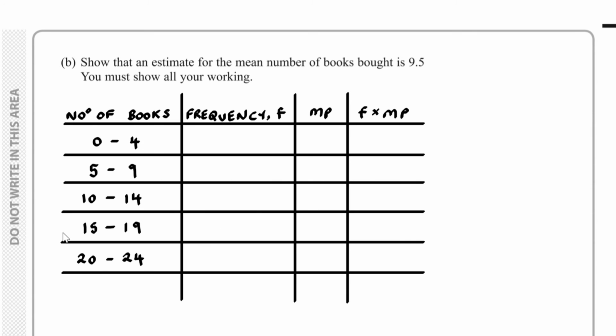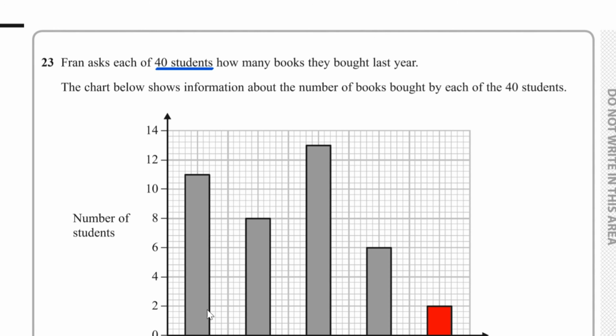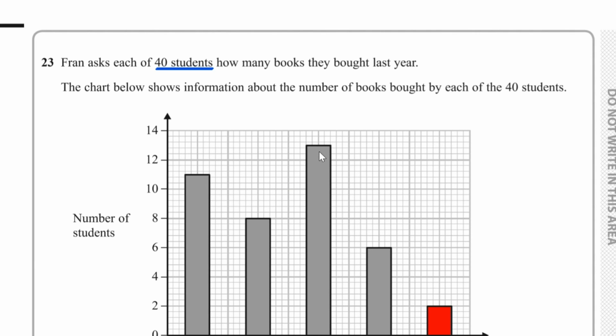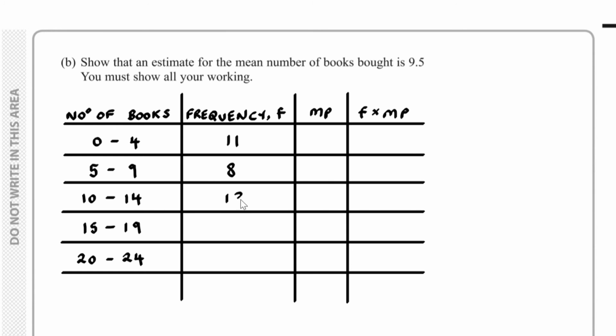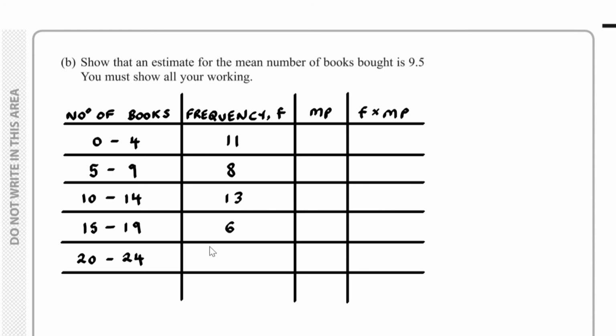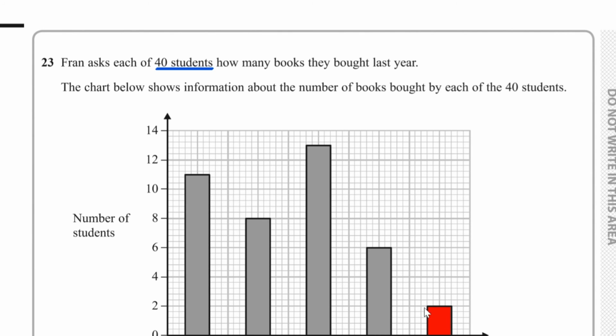Here are our intervals. So 0 to 4, that is 11. 5 to 9, that is 8. Then 10 to 14, that is 13. 15 to 19, that is 6. And then 20 to 24, that is 2.